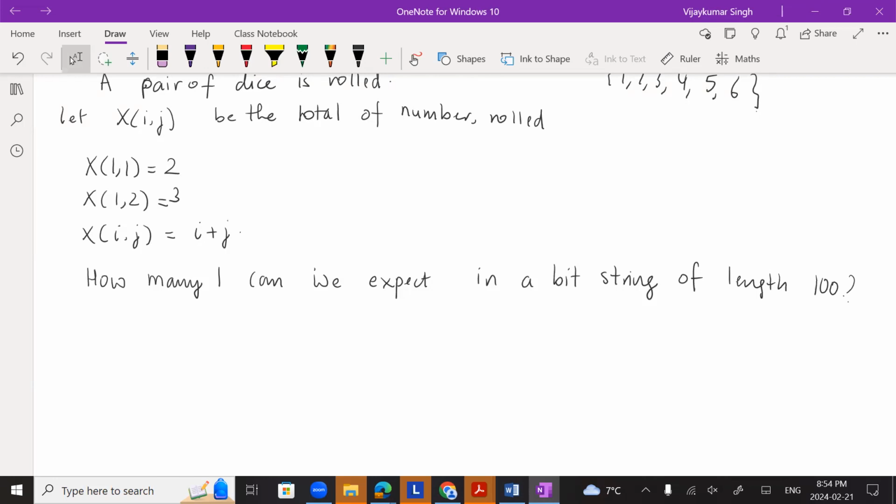If I change the fraction, say the probability of 1 coming is 1/4 and the probability of 0 coming is 3/4, then what do I get? Or if I have 3 different options, say 0, 1, star, then what is the expected value of the number of ones? So this is the question: what is the expected value of the number of ones in a bit string of length 100? Let's make this precise.